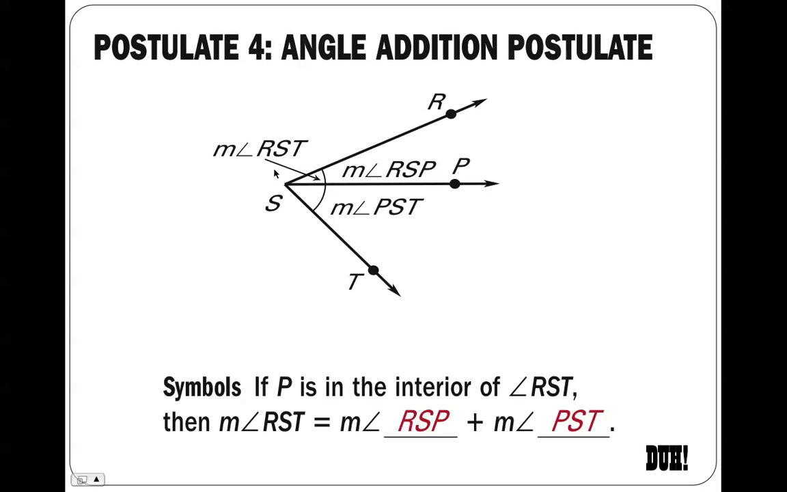Here's one other thing that I'm going to talk about here. This little cursive M stands for the measure. This means the measure of angle RST. So what this is saying is that the measure of angle RST, the big one, is equal to the measure of RSP plus the measure of PST. So the 2 little guys equal the whole big thing. And then I kind of say duh in the corner here.